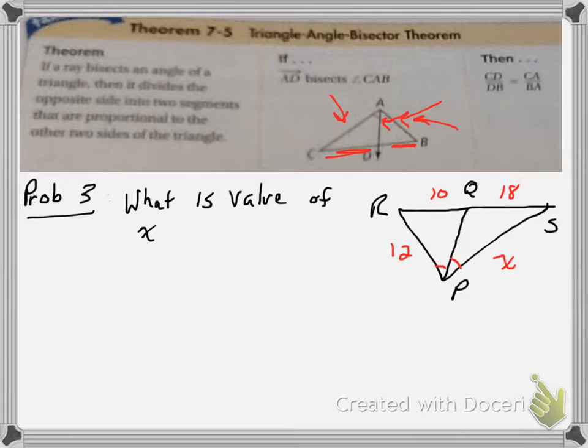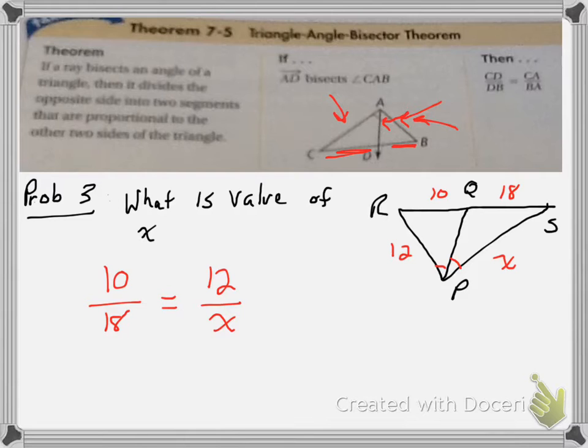So understand that. What is the value of X? So again, we have an angle bisector, and since PQ is an angle bisector, I can go ahead and say that 10 over 18, which is what it bisects, is equal to 12 over X. And I know that because 12 is close to 10, so I want to match those up. And X is close to 18, so I want to match those up.